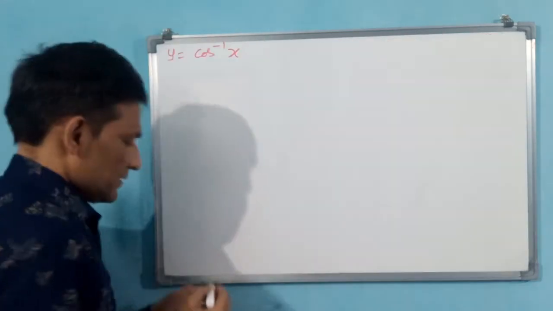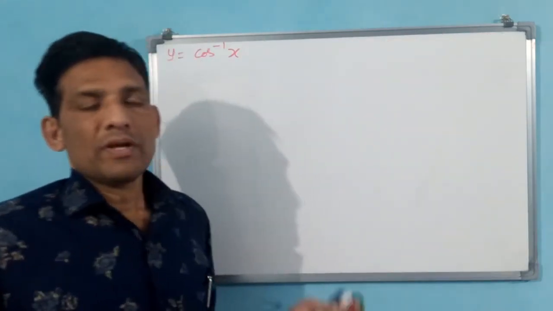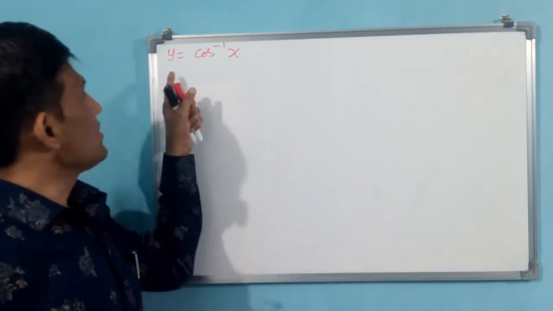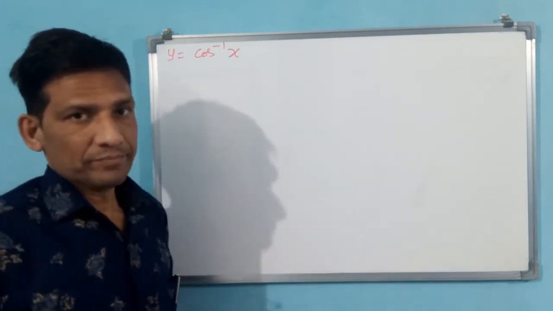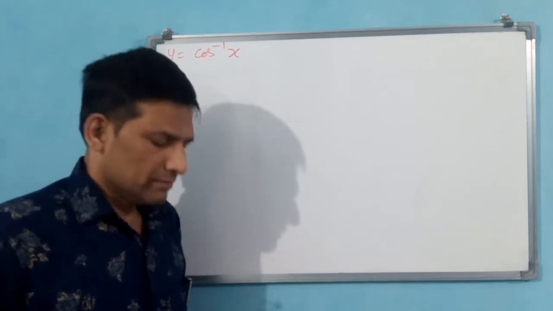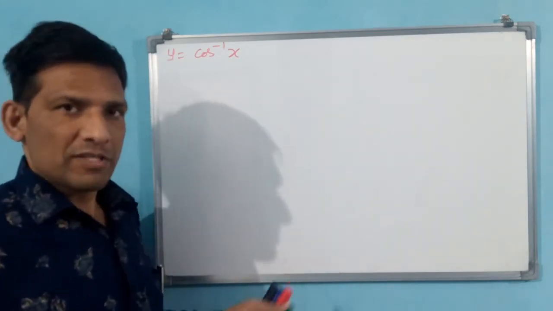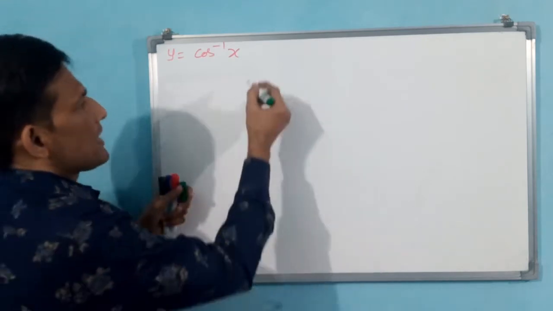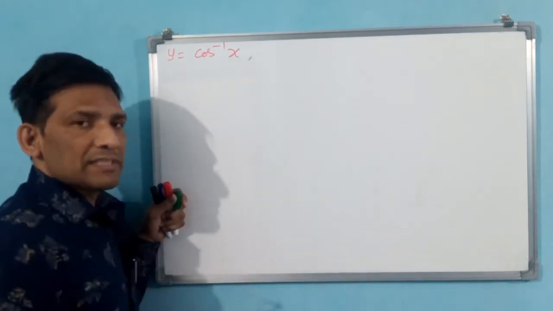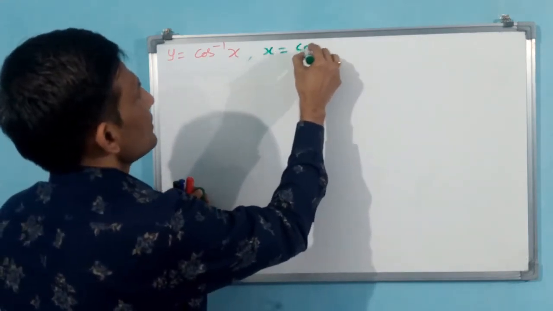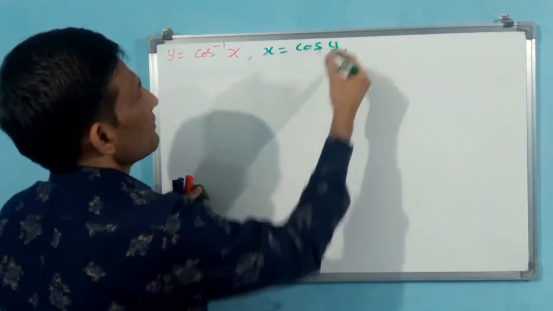Let us go. d by dx of cos inverse x we have to find. y is equal to cos inverse x. This is the function, an implicit function they have given. See what I am writing. If y is cos inverse x, then x is equal to cos y.